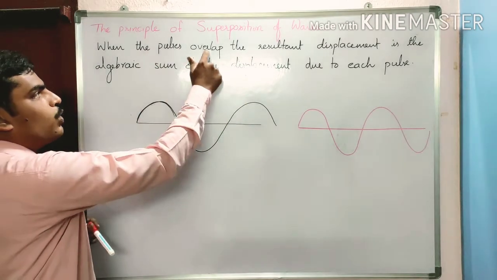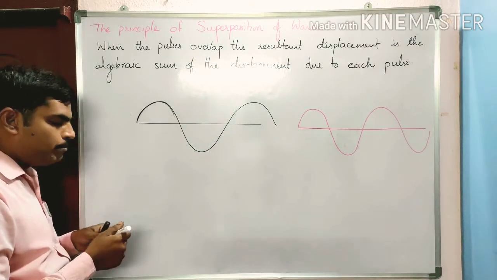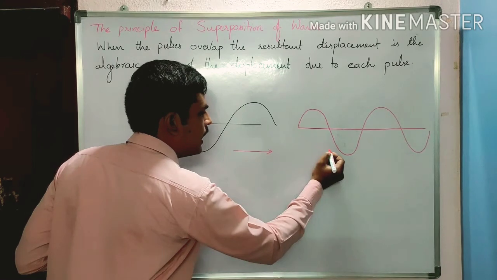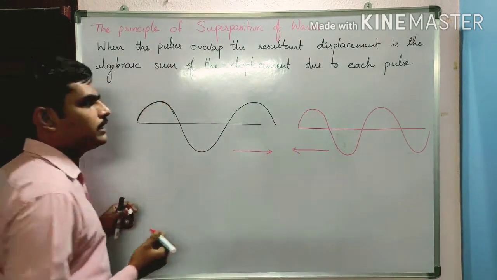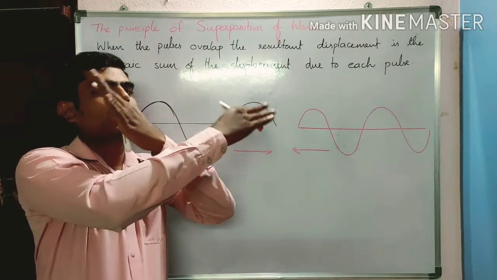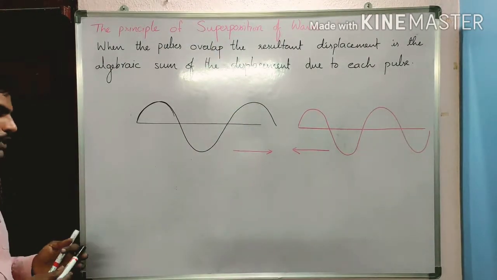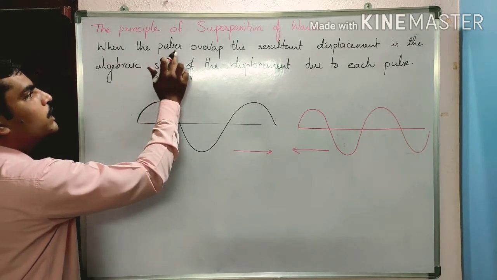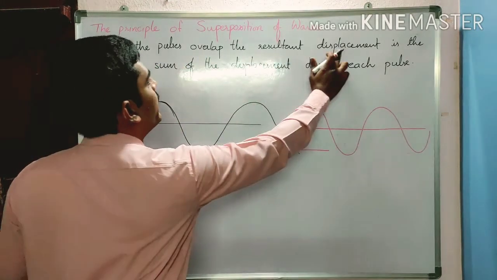When the pulses overlap. When do they overlap? For example, this wave is traveling in this direction and this wave is traveling in this direction. Then what happens? These two waves overlap each other. So what is happening when they are overlapping? When the pulses overlap, the resultant displacement.